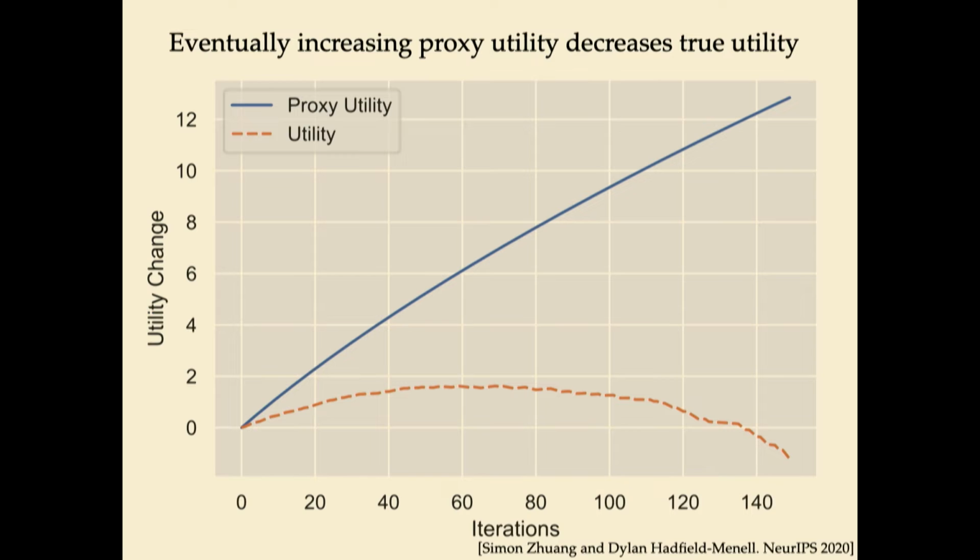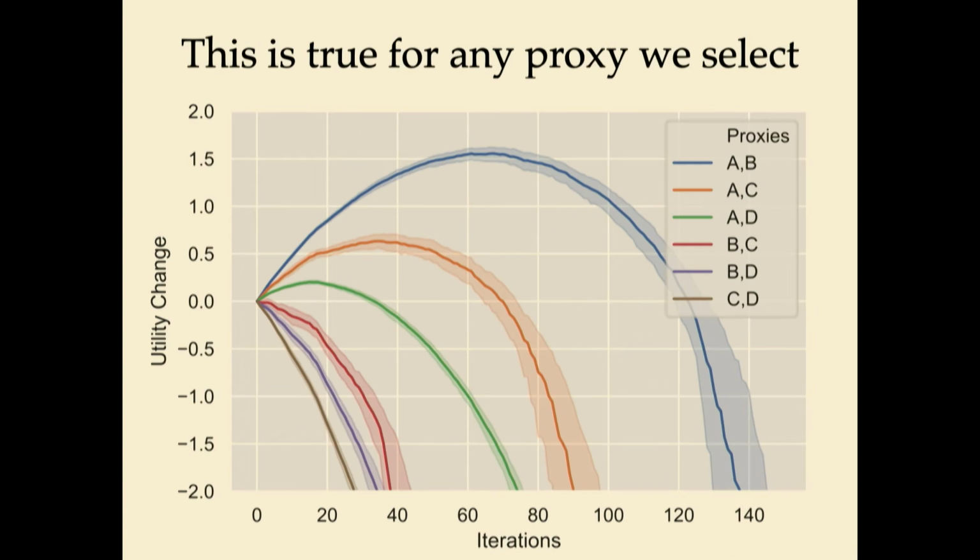And you can find that as you increase your proxy utility, in blue, eventually your true utility rises up, crests, and then falls. And this is that specification gap. And what's interesting is that in our model, this is true for any proxy that you might select.